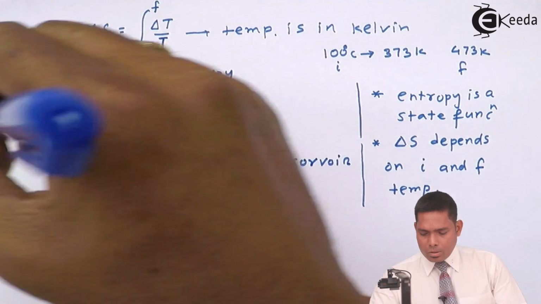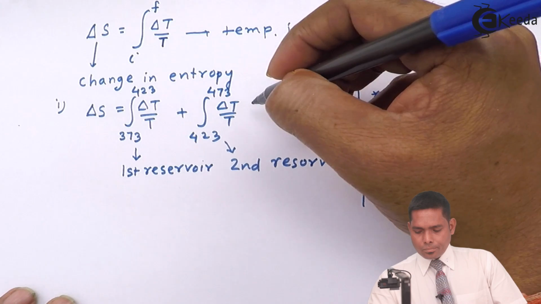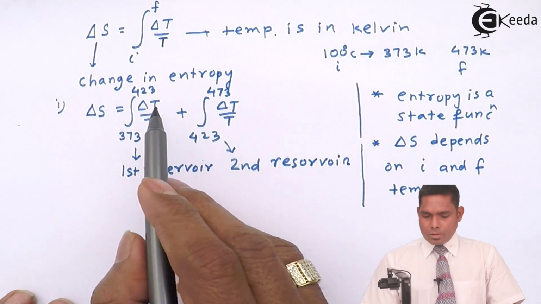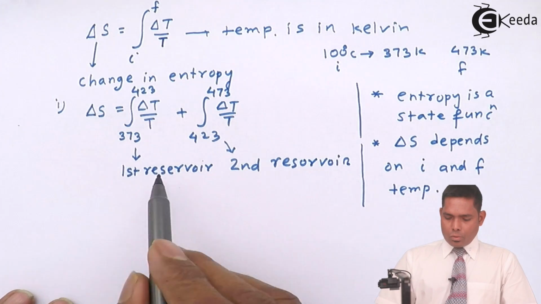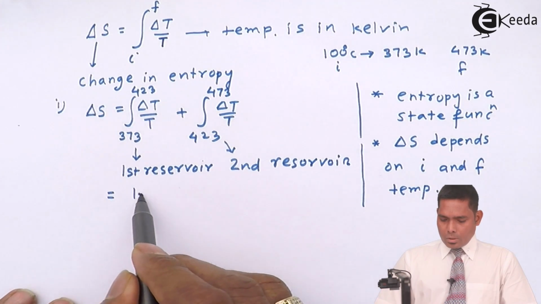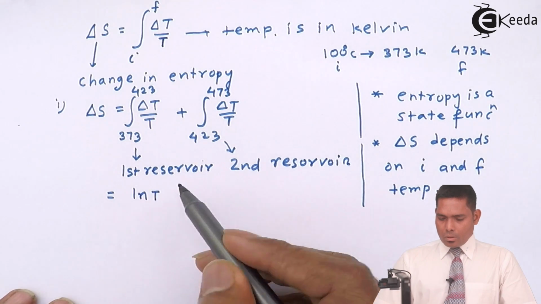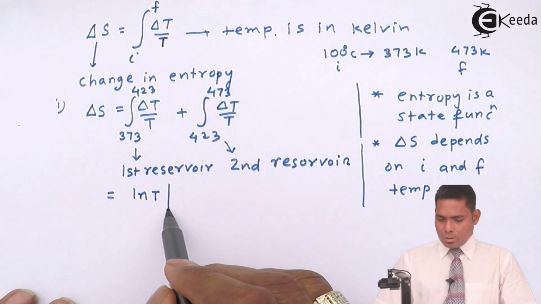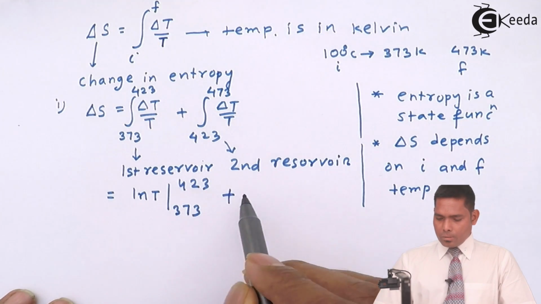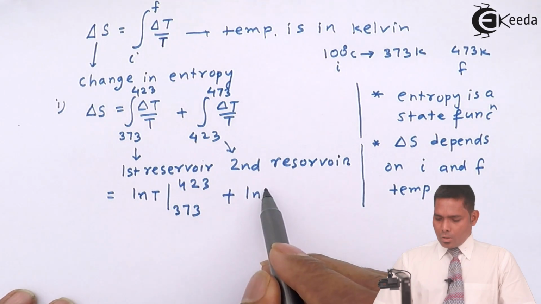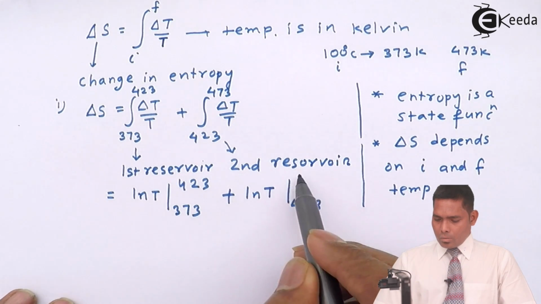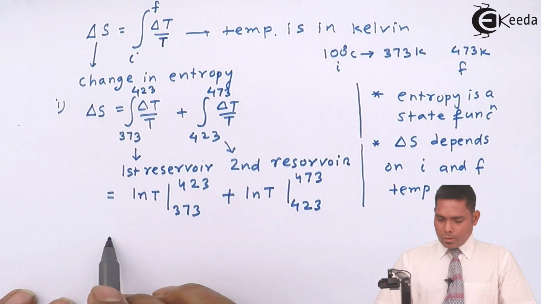So this is done by the second reservoir, and if I solve this, this is ln T. If we solve this, I'll get ln T, and this is 373 to 423, plus ln T from 423 to 473.